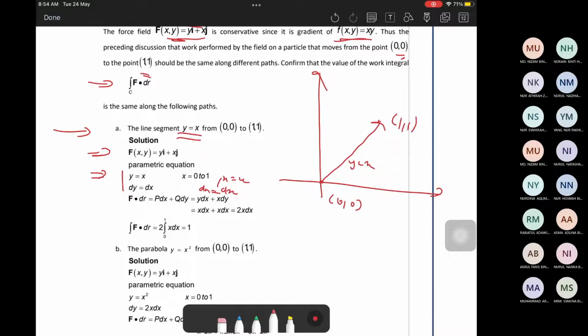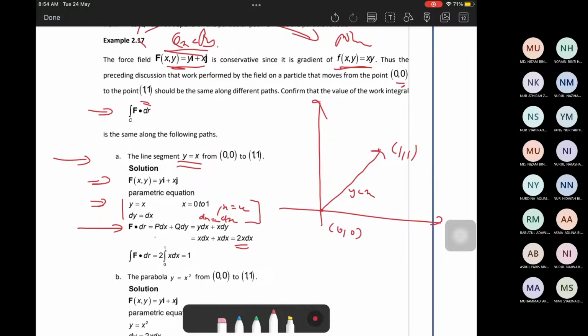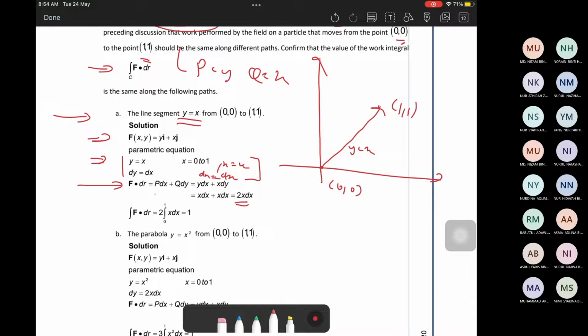Okay, so all information parametric equation masukkan dalam F dot dr. Kita akan dapat 2x dx. Masukkanlah nilai P dan Q daripada sini. F also P equal to y, Q equal to x. Masukkan kita dapat 2x dx. Then integrate F dot dr, dan integrate 2x dx from 0 to 1, sebab dia point from 0 to 1 lah. Okay, so dapat equal to 1.